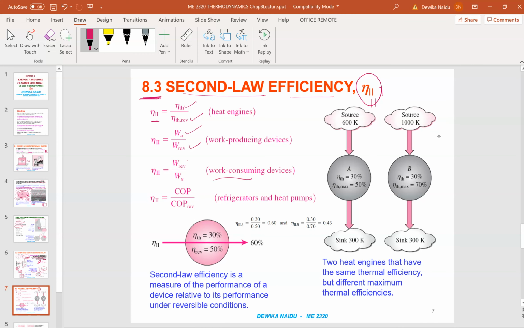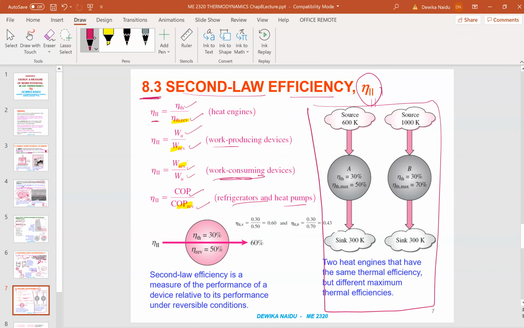For work-producing devices, it is useful over reversible. For work-consuming devices, it will be the reciprocal of the other one. And for refrigerators and heat pumps, it is COP divided by reversible. So what do you see? The similarity here: everything is divided by the perfect process. Now let's consider this diagram here.